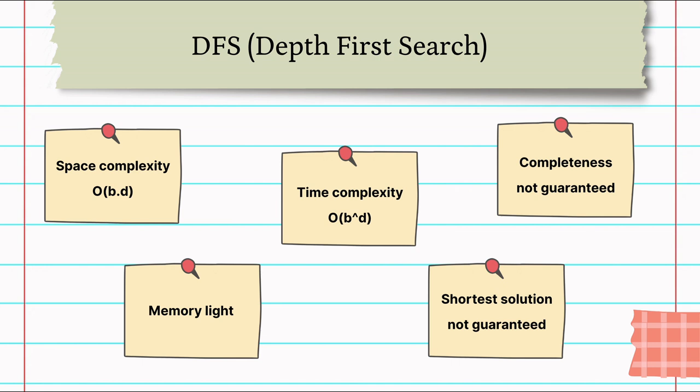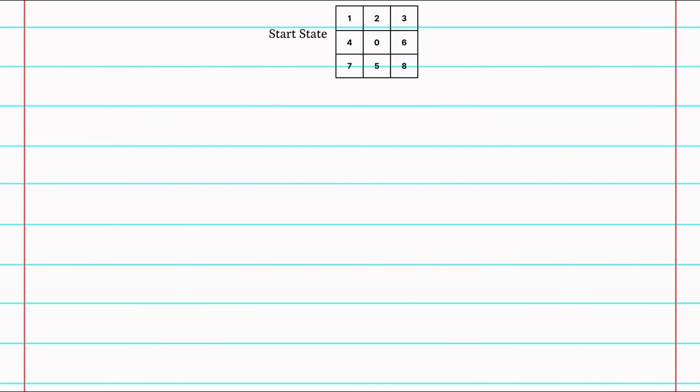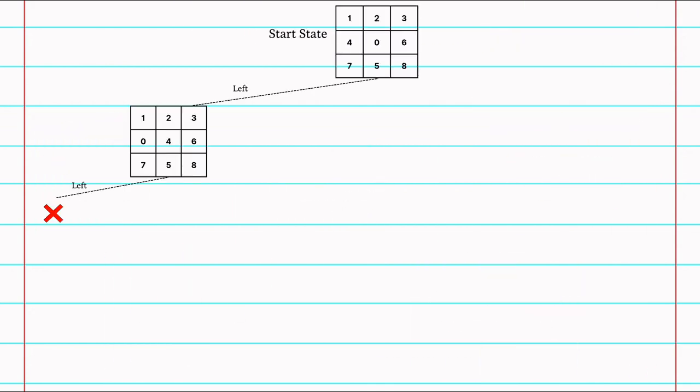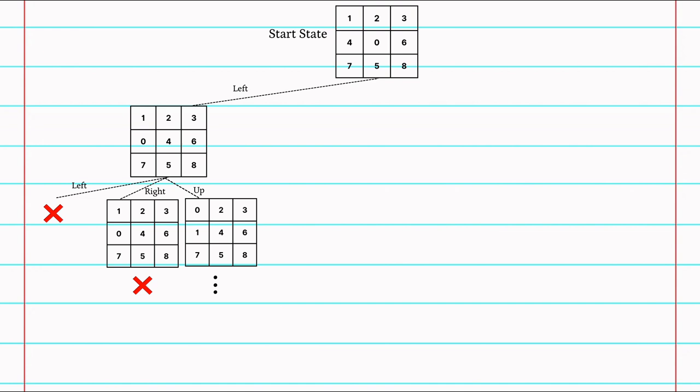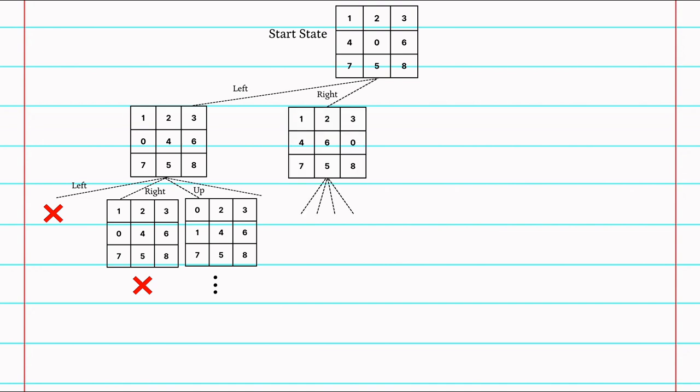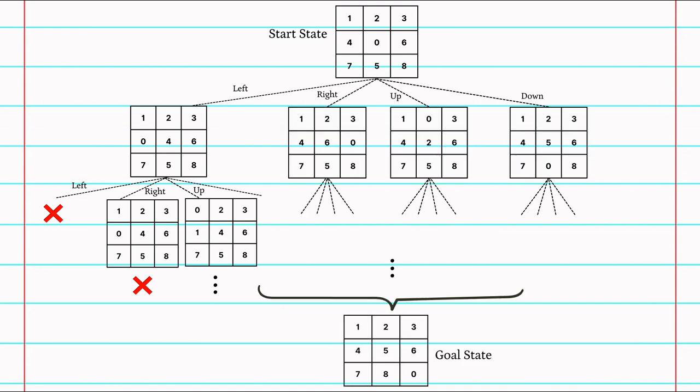Its time complexity is also order of b to the power d in the worst case, as it might explore all paths deeply. However, DFS is not complete for infinite or very large search spaces since it might get stuck going down an infinite path and never find the goal. It's also not guaranteed to find the shortest solution, as it returns the first goal found on a deep path. The diagram shows DFS moving deeply down a single branch first, then backtracking and trying other branches, resulting in a deep and narrow search pattern.